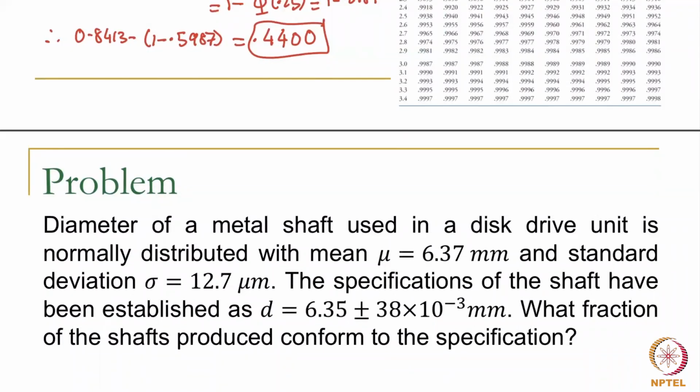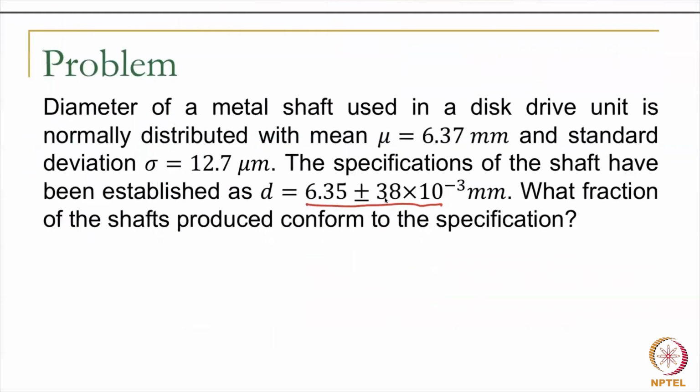We are told that the specifications are such that we want to be within this range. We want to be 6.35 plus or minus 0.038 millimeter. So we want to check how many of the shafts that we produce actually conform to this specification. Let's write this out formally once more. Let's say X is the random variable, which is the shaft diameter.